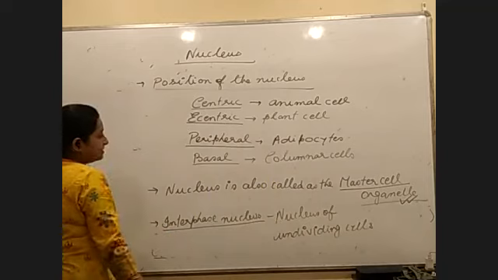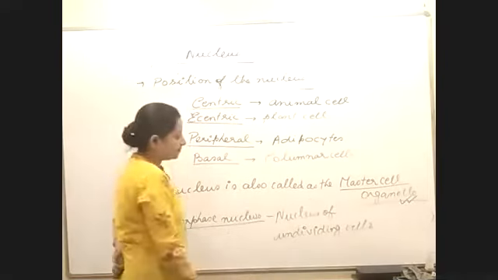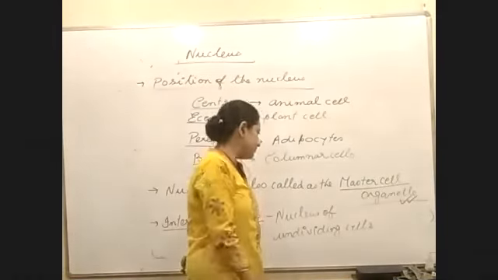Another term, interphase nucleus. What is interphase nucleus? The nucleus of undividing cells. That is called interphase nucleus.